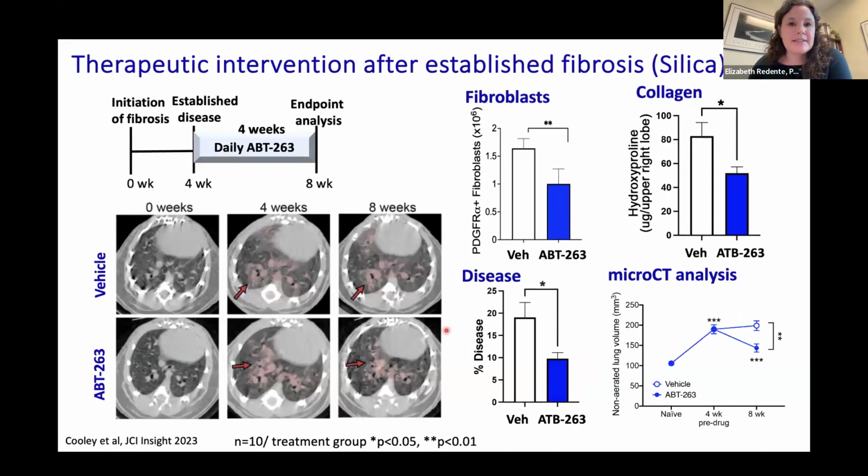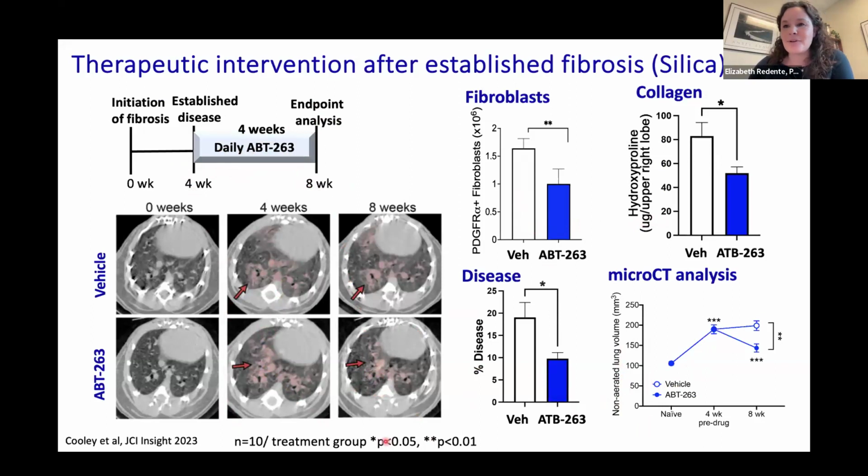Additionally, we repeated these studies in a second model looking at silica. So again, we initiated fibrosis. We waited 4 weeks for disease to become established. Here are representative micro-CT scans showing, again, overlaid in red, the amount of fibrosis that was present when we started our therapeutic intervention. Again, mice received ABT-263 daily for 4 weeks, and then we had an endpoint analysis at 8 weeks. Similar to the previous slide and the previous model, we were able to show a significant reduction in disease, our number of fibroblasts, reduction in collagen, and a restoration of non-aerated lung volume with this therapeutic strategy.